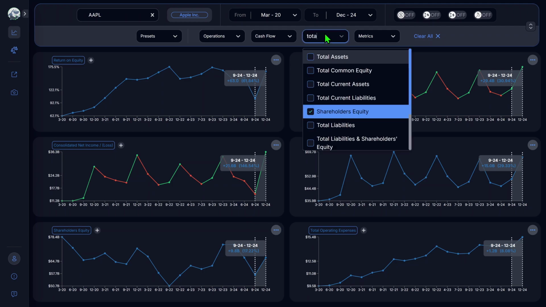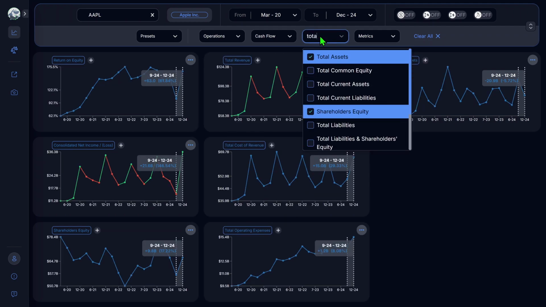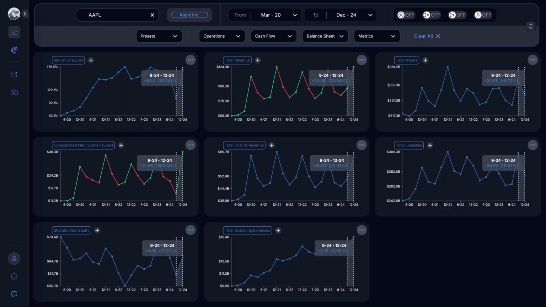Shareholders' equity is what's left from a company's total assets after deducting its total liabilities. For Apple, total assets diminished by 6%, while total liabilities diminished by 10%. This probably explains the 17% rise in shareholders' equity.